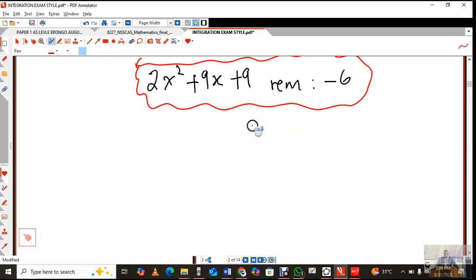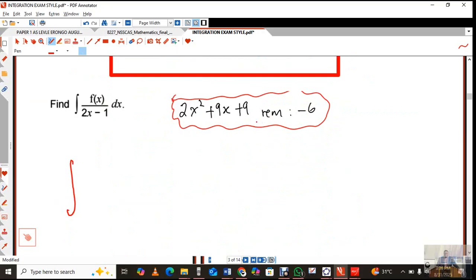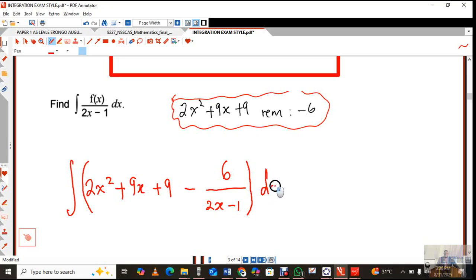Then we're going to divide that. So that's going to be 2x plus 9, that was supposed to be p of x. So that's basically this 2x squared plus 9x plus 9 minus 6 over, because that's the remainder, 2x minus 1. And we've got more than one term here, so we're going to put this in brackets with respect to x.